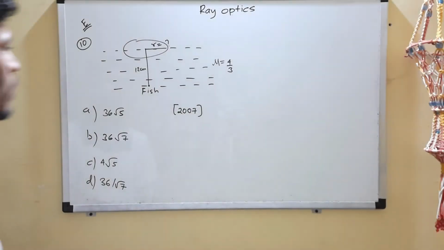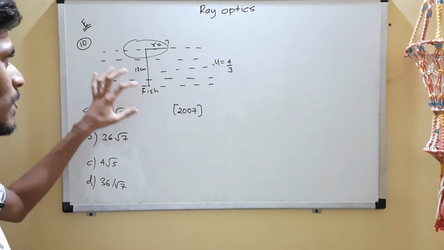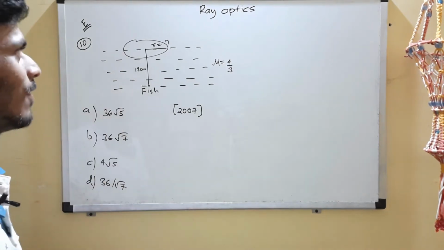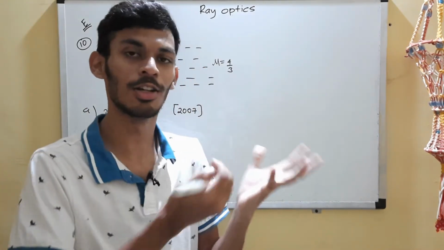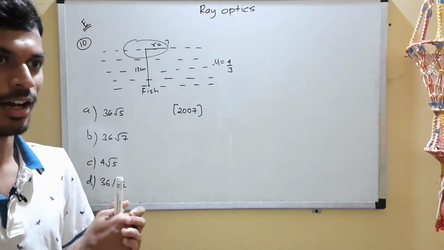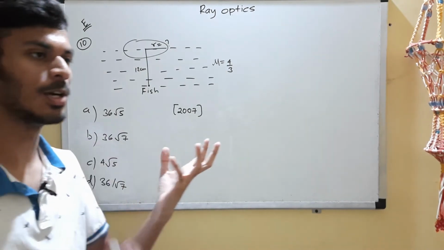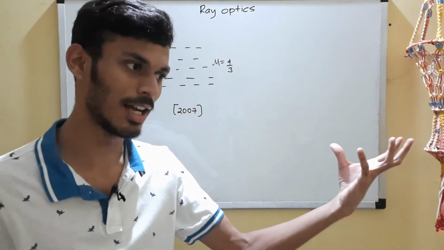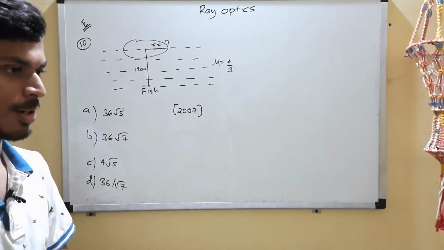So question number 10 over here. In this question, we have a fish which is 12 centimeters below water level. That fish will only be able to see a circular region of the outside world. We'll come to know why, but for now, take it that it will be able to see only a circular region of the outside world. You are supposed to tell what is the radius of this circular region.